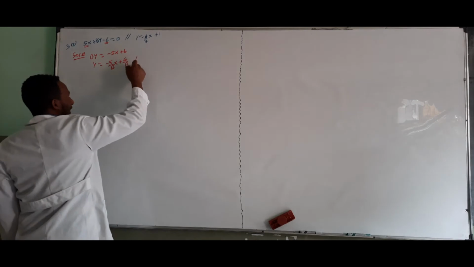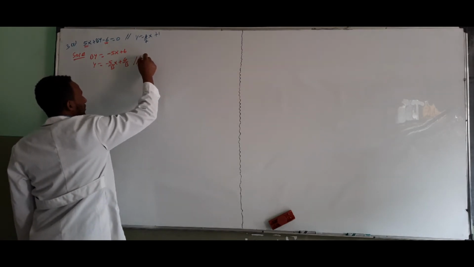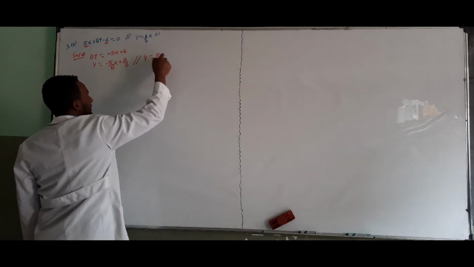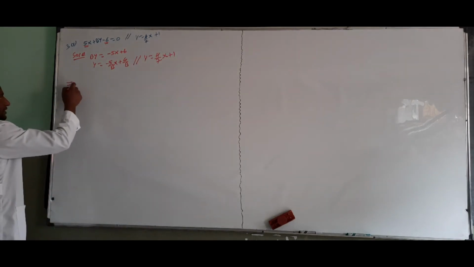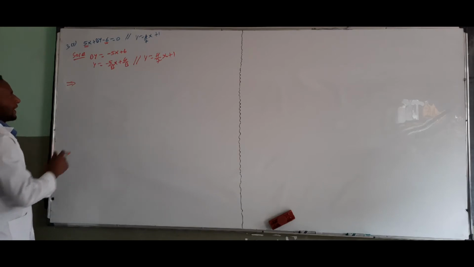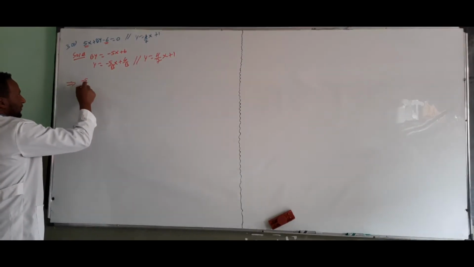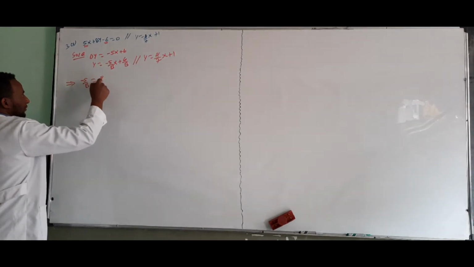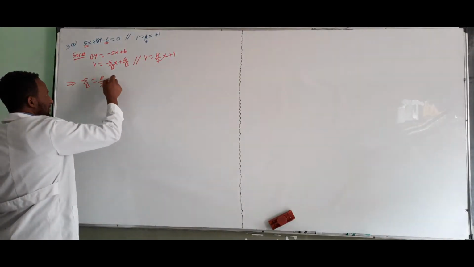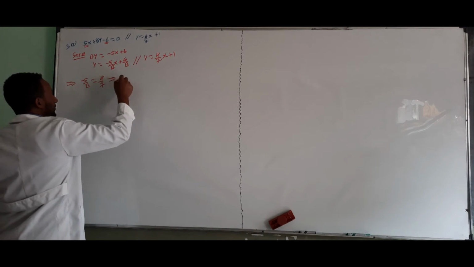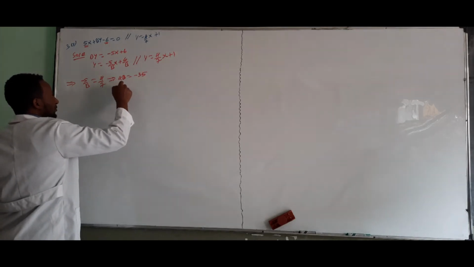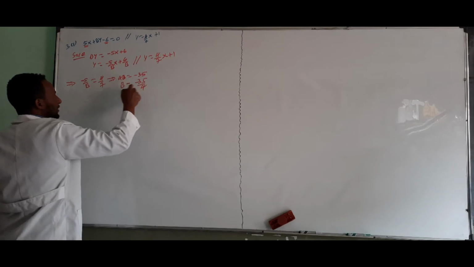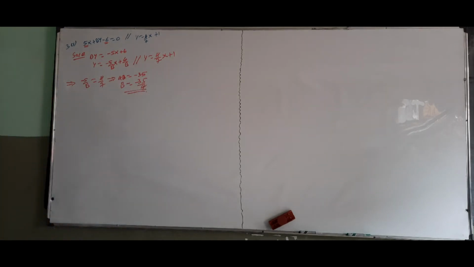Then this is parallel with the equation of line y = 4 over 7 x plus 1. Then this implies that negative 5 over b is equal to 4 over 7. Therefore this implies 4b is equal to negative 35. Then b is equal to negative 35 over 4.